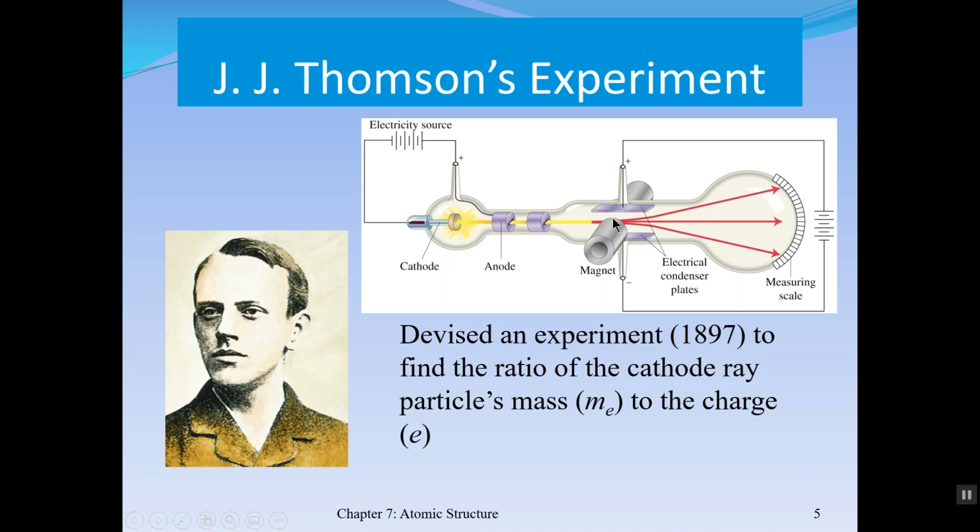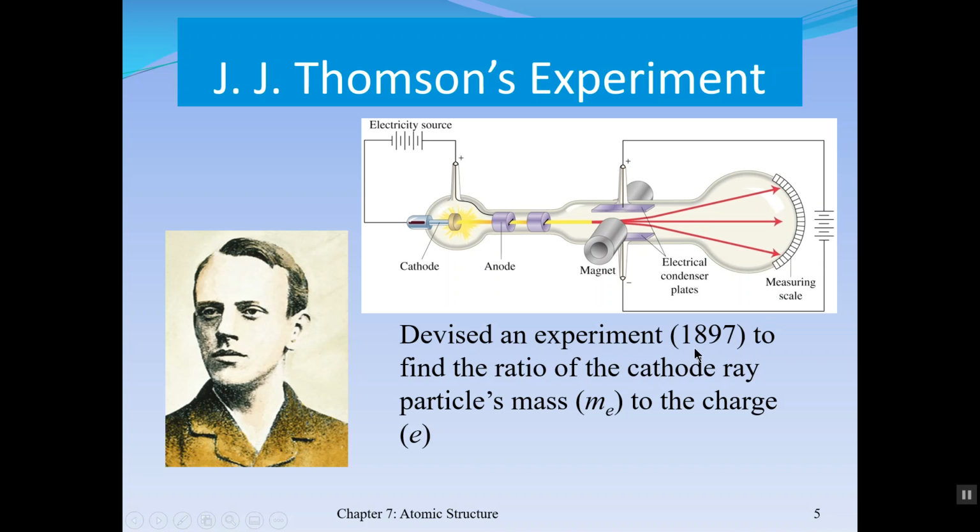Now that beam is allowed to pass through this region. And you'll notice that in this region here, you have two magnet poles, north and south poles. And you also have two plates right here, which basically produce an electric field. And we know that because these plates are connected to another battery source right here. All right. And then at the end of this part of the apparatus, you have a scale here, which basically measures the angle of deflection of the beam.